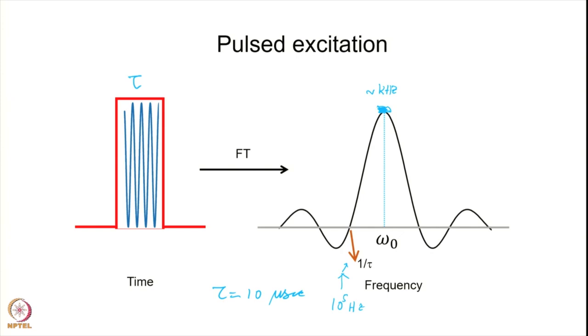Now how much time did it take for me? It only took 10 microseconds. 10 microseconds has allowed me to excite all the frequencies. If this omega naught is close to your spectral range where you have your peaks in the spectrum, and I have this 5 kilohertz of excitation, then I have all the frequencies excited. But of course there are others. There may be frequencies which do not belong to your resonance absorption frequency. So how do you filter that out? That filtering comes as a result of your detection process; the detection part is the filtering process.